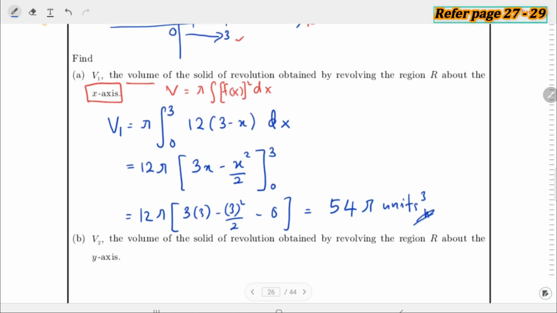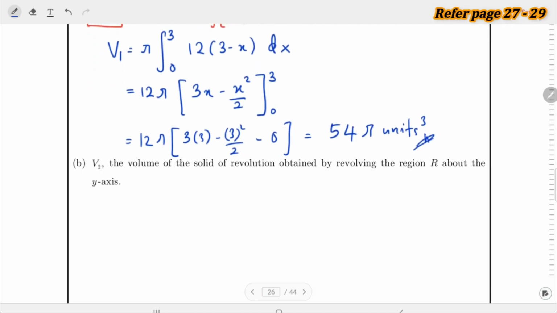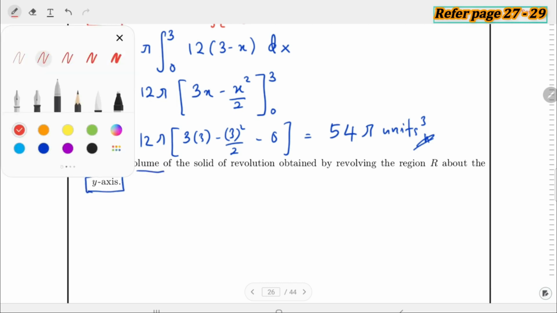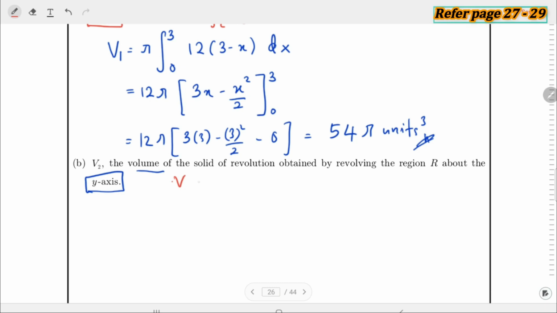Next, B, find the volume of the solid of revolution obtained by revolving the region R about the y-axis. So be careful, still the volume, but about the y-axis, so just take note here. The volume would be pi, let's remember pi, and then here would be our function of y. Why? Because this one will be rotated about the y-axis, so we are using dy, with respect to y, and the function must also be in terms of y.